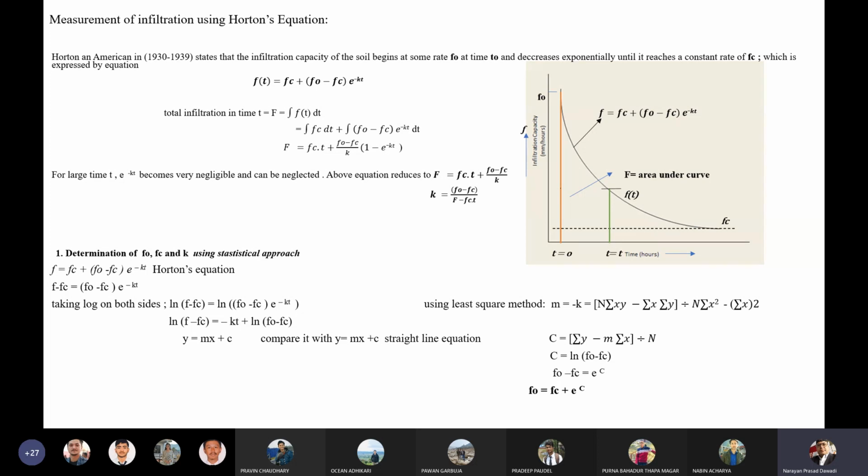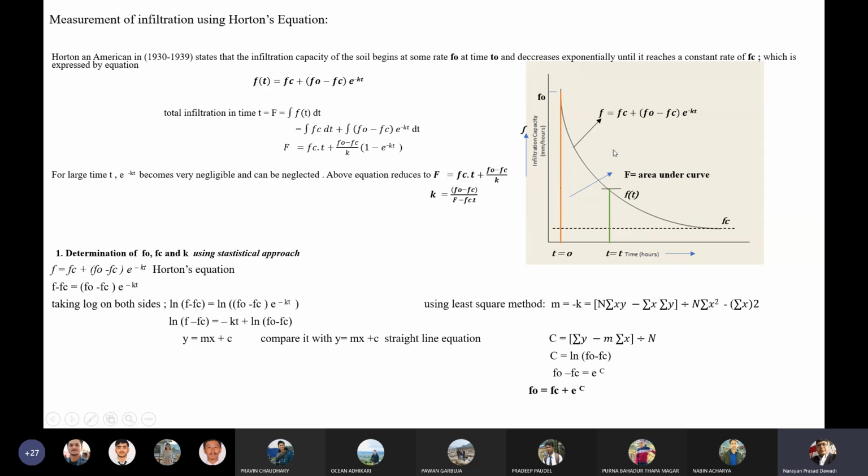In this equation I have mentioned ft here because the time is considered up to time t hours. If t is considered, then e power minus kt. Otherwise, you can write this equation as f is equal to fc plus (f0 minus fc) e power minus kt. This t is considered for the t hours only, that's why t is mentioned here. If you don't want to mention t here, then you cannot write t over here.